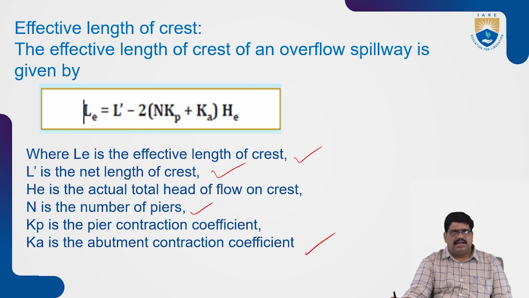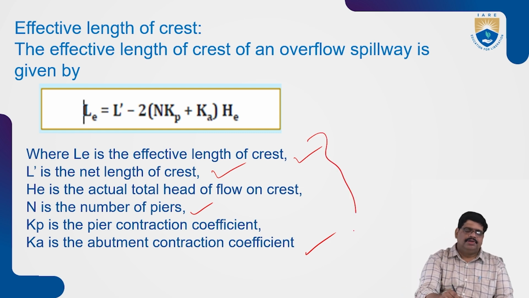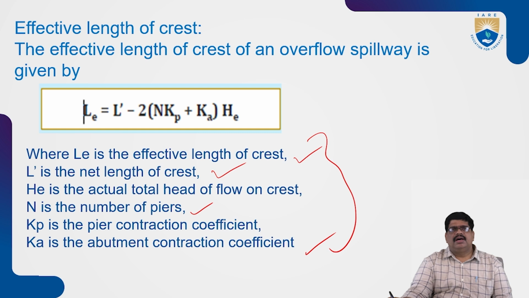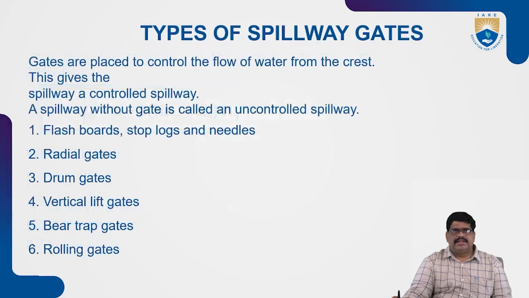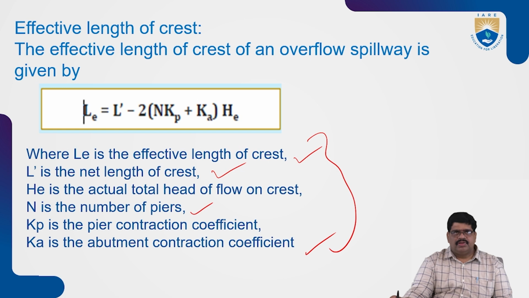Le is the effective length, and L dash is the net length. He is the actual total head, N is the number of piers, Kp is the pier contraction coefficient, and Ka is the abutment contraction coefficient. By using this formula, the effective length can be found. In the previous formula, we calculated the discharge over the Ogee spillway, and in this one the effective length of the crest can be calculated. This is broadly about spillways, and based on this formula you have to find it out.